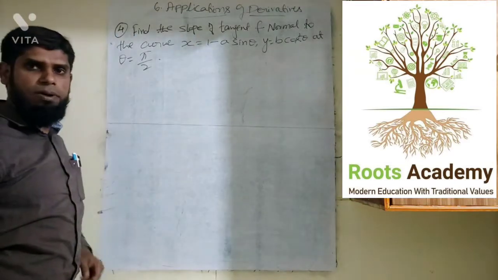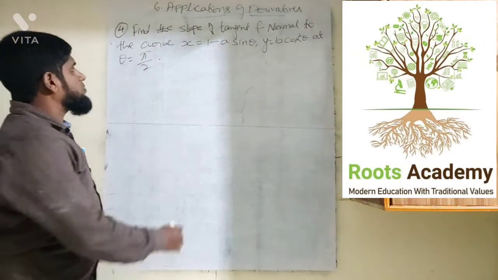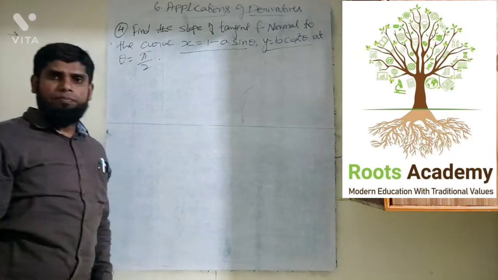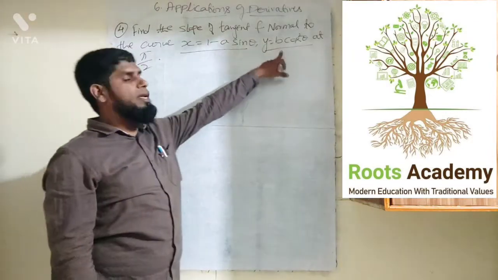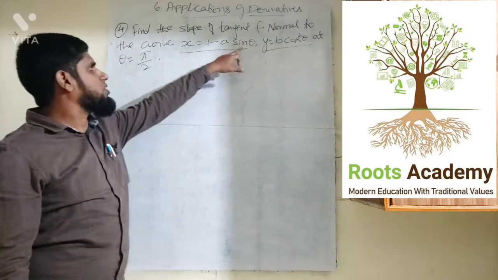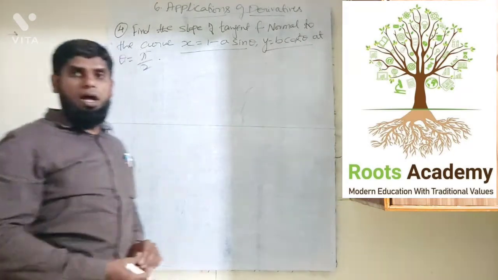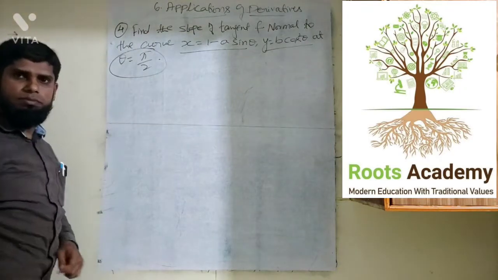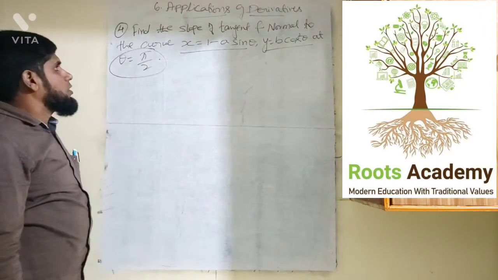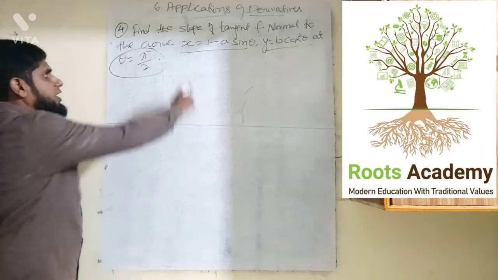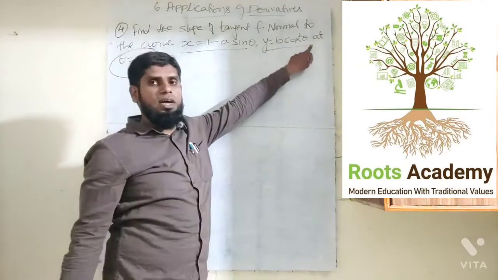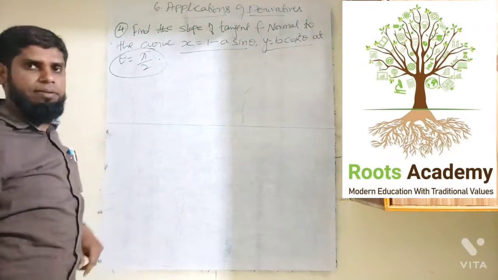Similar to the previous problem, in this problem again he has given parametric functions x and y, two different functions that depend on theta, and he said the value of theta is pi by 2. So let us first differentiate x with respect to theta, then y with respect to theta. After that we can find dy by dx.